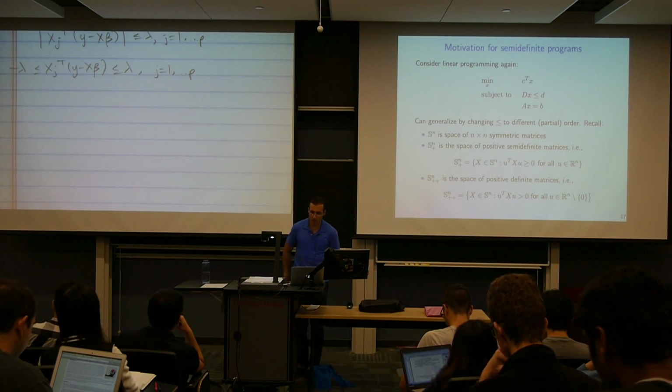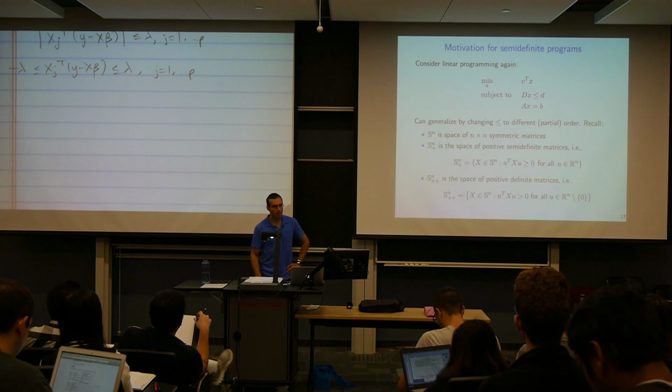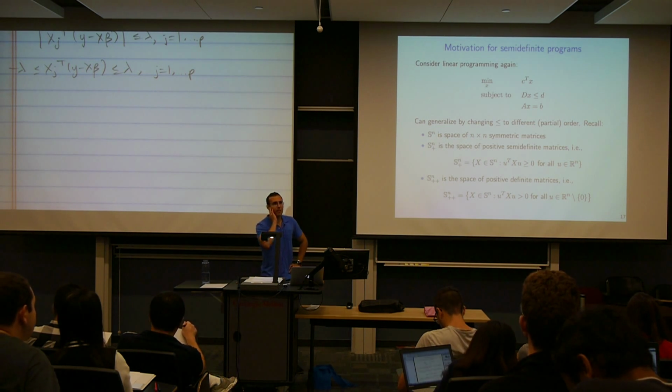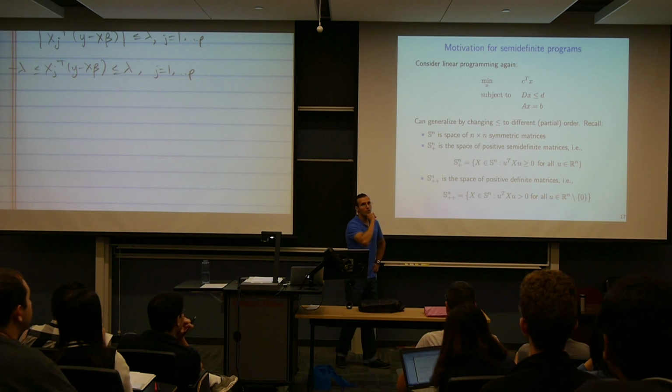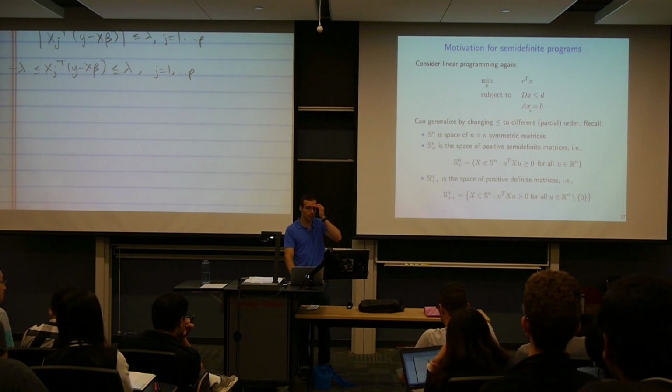Let's get some motivation for semi-definite programs before we actually jump into them. So remember this linear program formulation, where I was minimizing a linear function subject to linear inequality constraints and linear equality constraints.